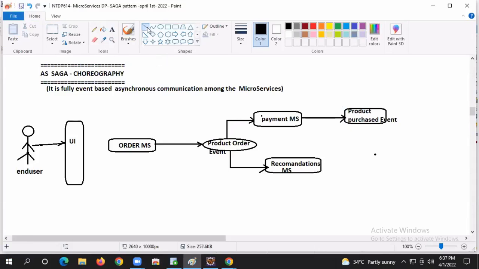What is the event, guys? Product purchased event. After this, what next? Product purchased event. Tell me the next one. Once this is successfully done, there is a possibility of going to other modules or not.